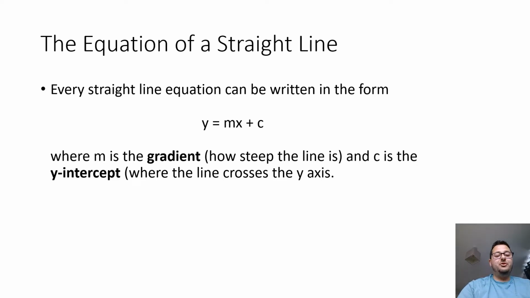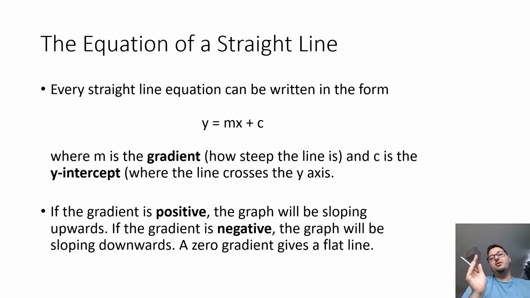Now the gradient tells you a lot about what it looks like. If the gradient's positive, it's going to be going upwards, and the higher the gradient, the steeper it's going to be. If it's negative, it's going to be going downwards. And again, the more negative it is, so if it's minus 1,000, it'd be very, very steep. And a gradient of 0 is just going to be a flat line.